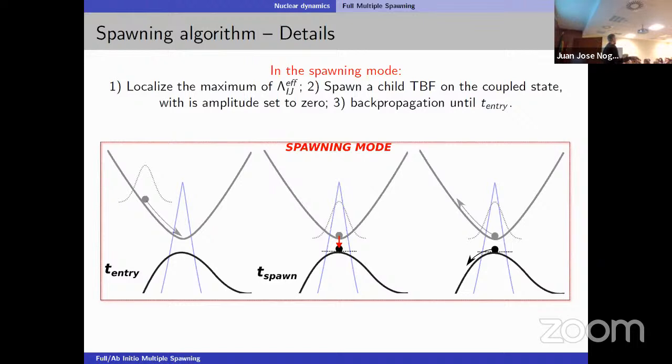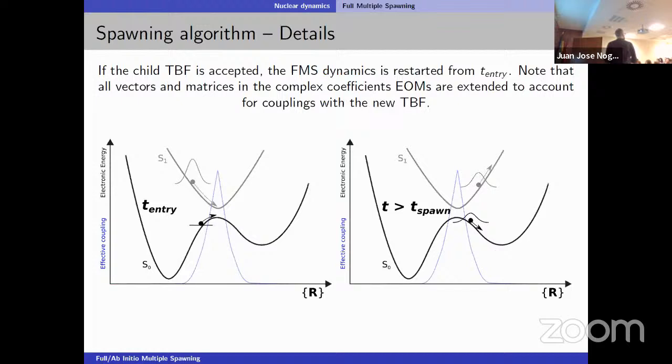Now, what do we do from there? Well, we come back in time. What we do is from this point here, we back propagate in time, negative time, back to the very beginning of the spawning mode. In other words, this one is coming back home where it started, and this one here is going somewhere else because it feels the forces from another electronic state. Okay, that's the super mega key point, okay? Now, what I can do is when they went back to this entry time, I restart my dynamics. In other words, I repropagate towards the coupling region, but now solving this equation for the Cs with the new Gaussian that is there, the new friend, okay?